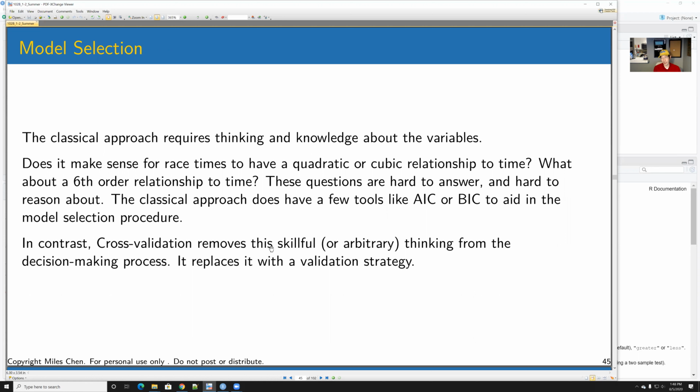Cross-validation kind of removes that from the process, right? Which is both a pro and a con. And it just says, hey, let's just measure how well our model does at predicting values, right? Let's just take a look at measuring how well our model does at predicting values.